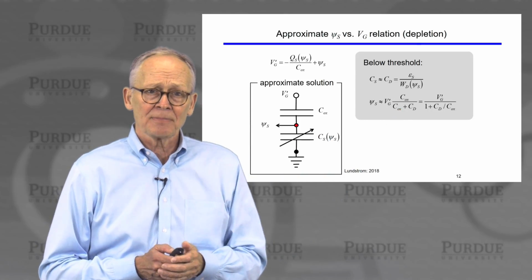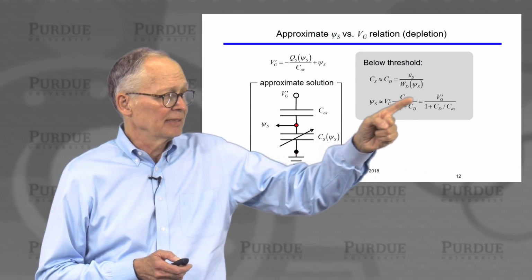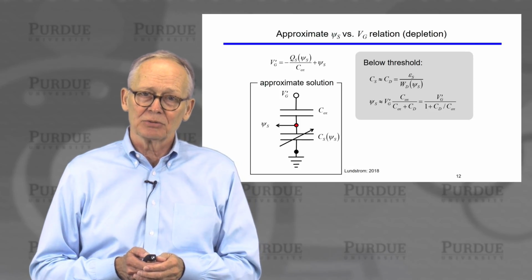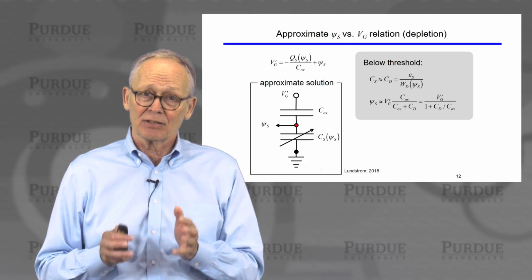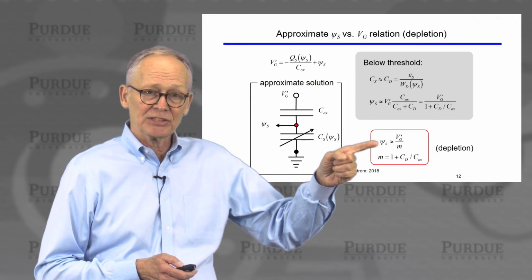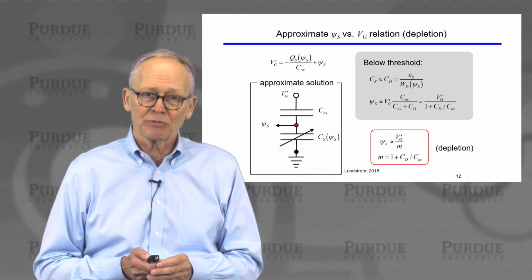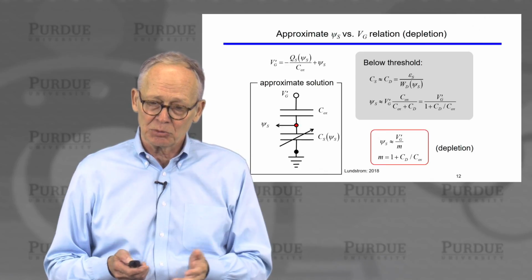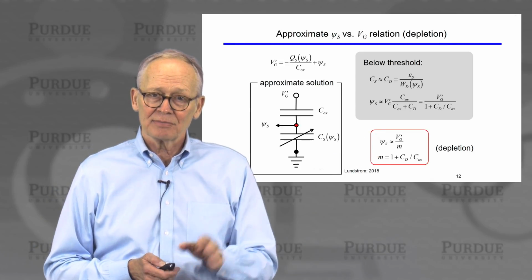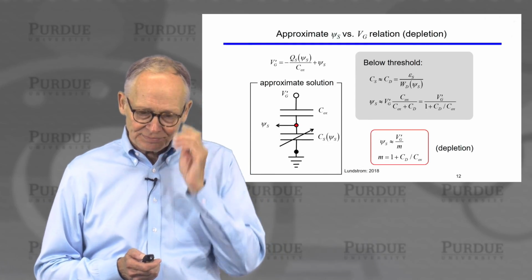Divide the top and the bottom by the oxide capacitance, and the surface potential is equal to the gate potential divided by 1 plus the ratio of these two capacitors. So it's divided by something that always must be greater than 1. Okay, so we can write this relation as surface potential is gate potential divided by a numerical factor m that is greater than or equal to 1. And that numerical factor is 1 plus the ratio of the depletion capacitance to the oxide capacitance.